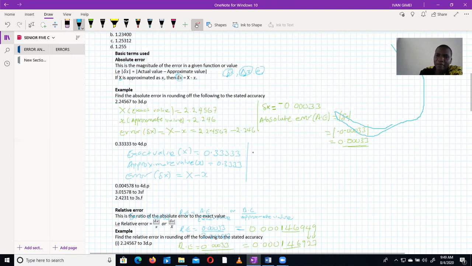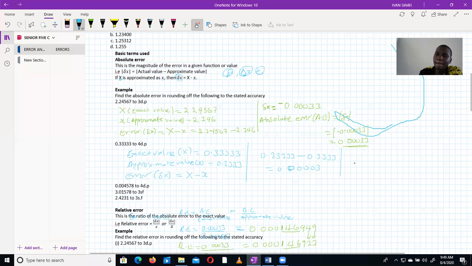So here we shall end up with 0.33333. That's my exact value. Minus what's the approximated value? 0.3333. 3 again, because we're writing 4 dps. This gives me the error as 0.00003, like that. It is positive this time round. The other time it was negative.